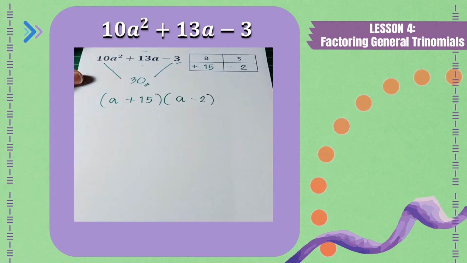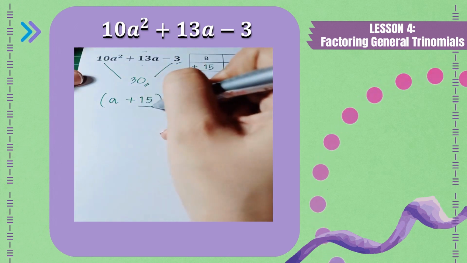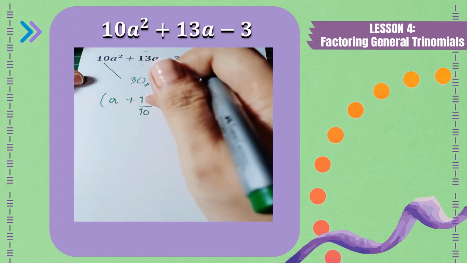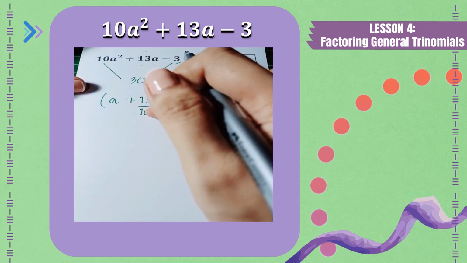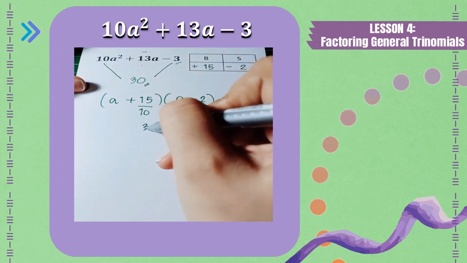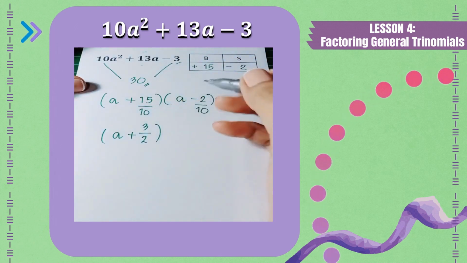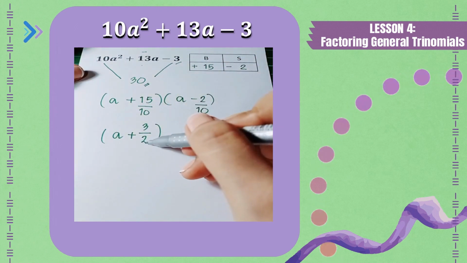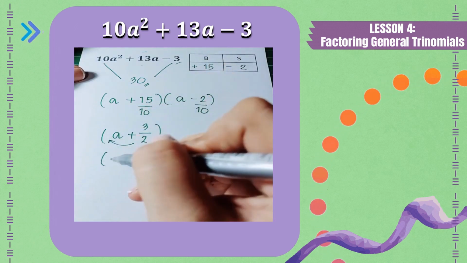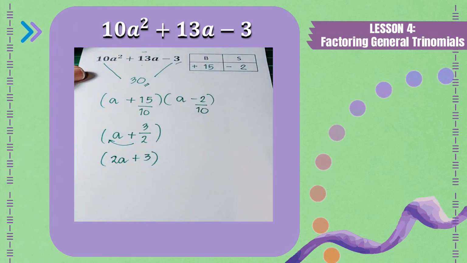So, hindi pa tayo tapos. We need 10 as the divisor of these two numbers. So, we have 15 over 10 and 2 over 10. So, 15 over 10, hindi siya pwedeng i-divide, but we can simplify this as 3 over 2. So, it will become A plus 3 over 2. And since meron pa rin siyang divisor, etong 2 ilalagay natin sa unahan. So, magiging 2A plus 3.